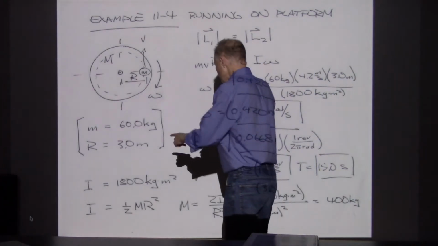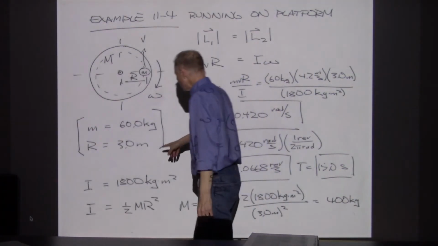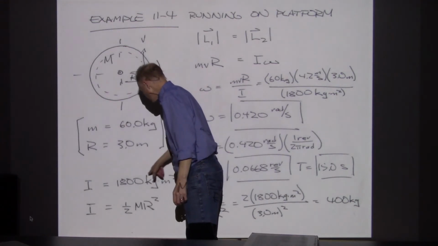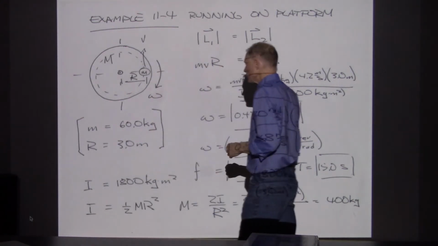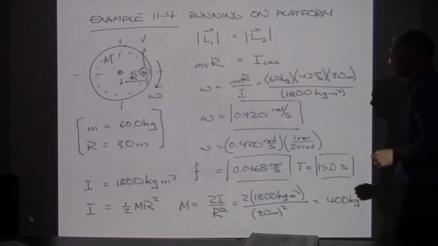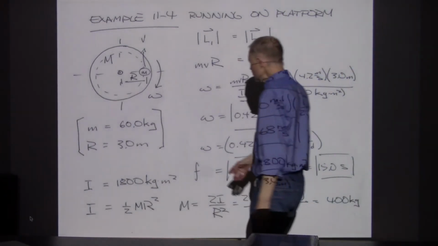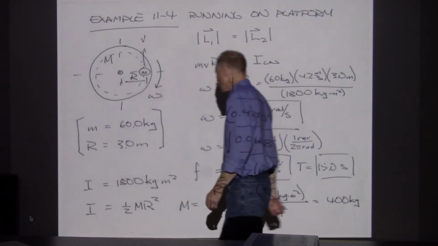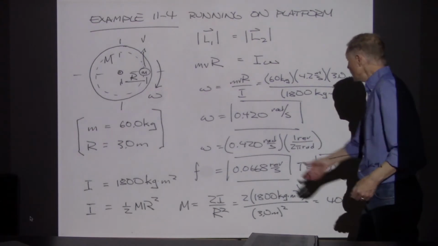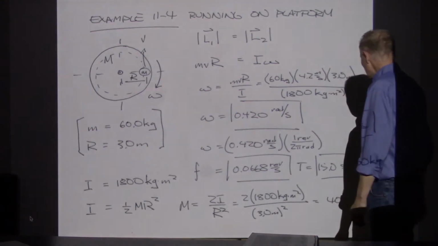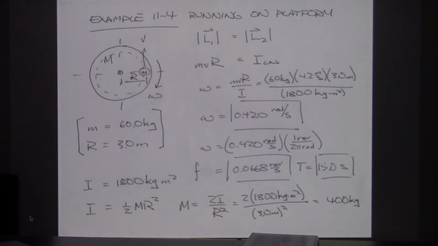Now, here's the platform's rotational inertia, and they told us that. They just gave us the value of I at 1,800 kilograms meters squared. So I thought, let's just guess it's a cylinder. And so I used the 1/2 mr squared rotational inertia formula, and I solved for m. They didn't ask us to do it. I was just curious how much mass the platform is, and it worked out to be 400 kilograms.